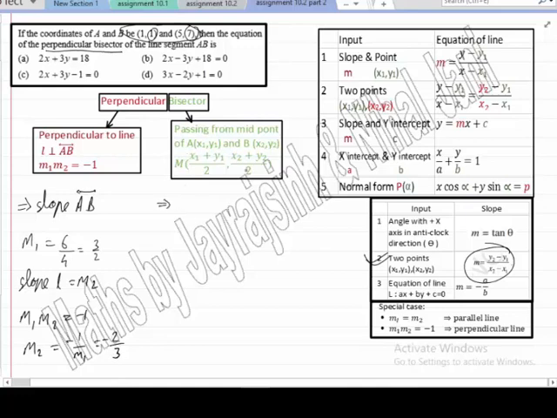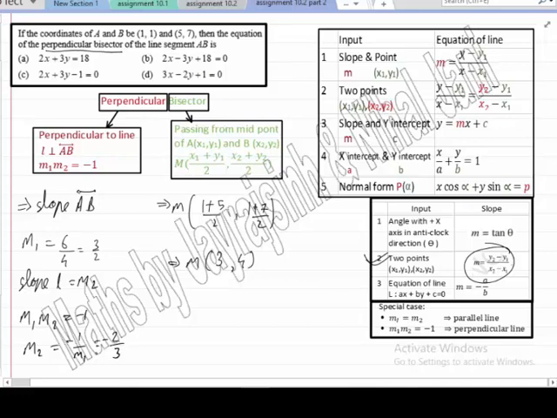Now it's time to get the midpoint. Okay, no problem. The midpoint can be easily found using the coordinates of A and B. Just add the x coordinates and divide by 2, and the sum of the y coordinates divided by 2. So tada, we get the midpoint. 5 plus 1, 6 by 2, 3.